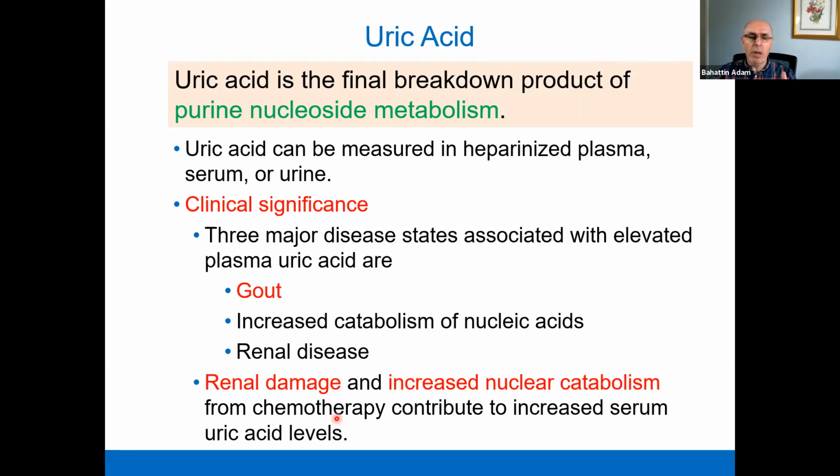Good, okay. Catabolism of nucleic acid, which we see in cancer patients or patients with chemotherapy and renal disease. Renal damage and nucleic acid metabolism, chemotherapy contribute to increased serum uric acid levels. Maybe the two most common causes of hyperuricemia.